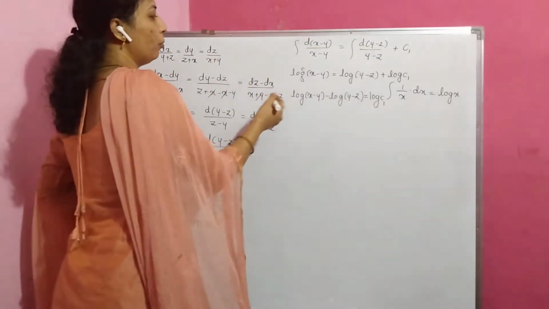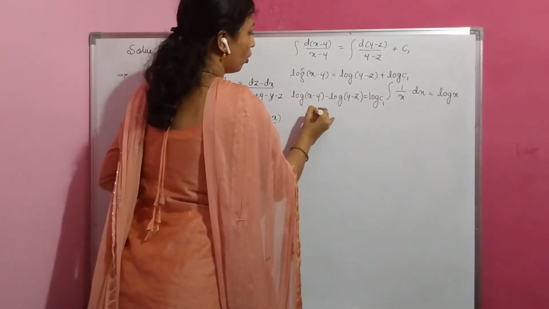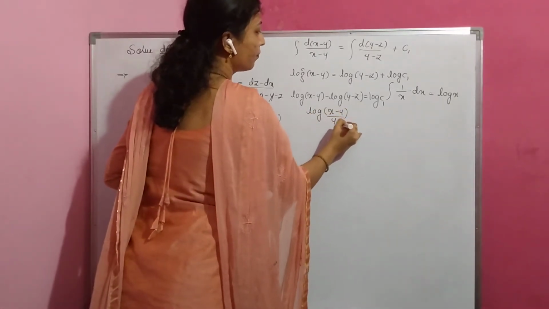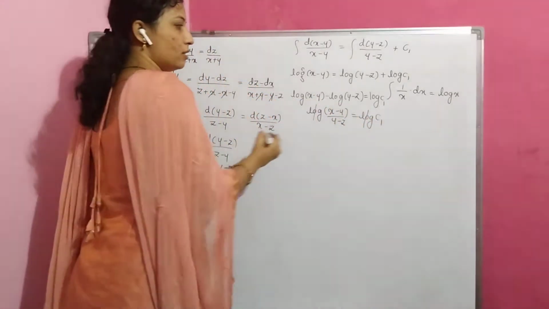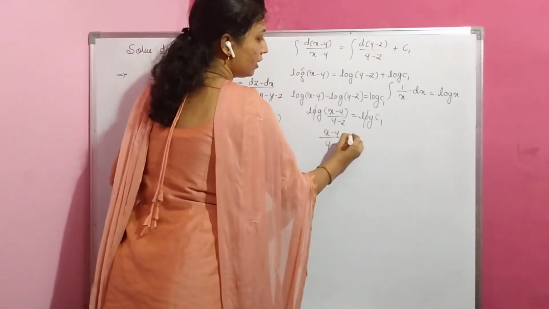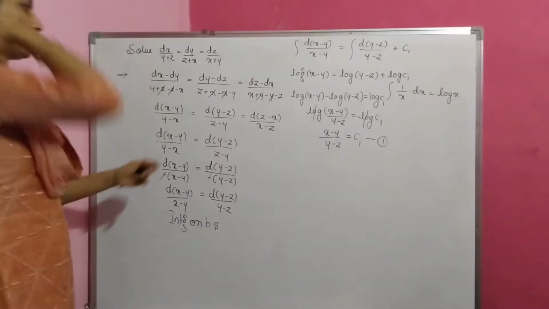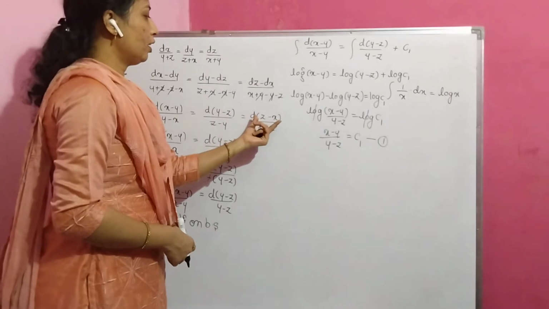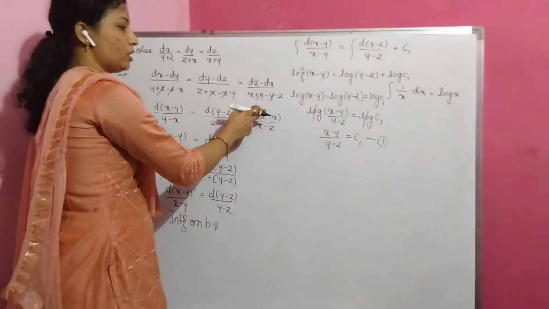And now it is of the form log u minus log v. So log u minus log v can be written as log of u by v, that is, log of x minus y divided by y minus z is equal to log c1. And from both sides the log gets cancelled. So we have x minus y divided by y minus z is equal to c1. Call this equation 1. Similarly, here we have to consider one more pair, that is d of y minus z divided by z minus y is equal to d of z minus x divided by x minus z, or we consider the first and third term.